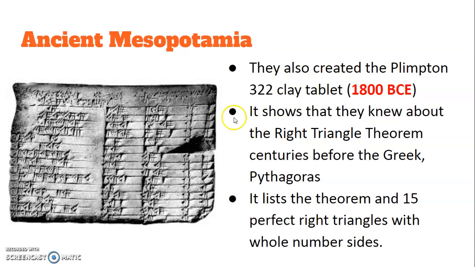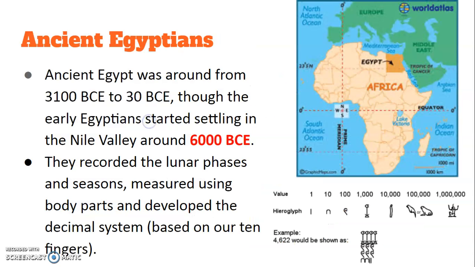And this tablet right here lists the right triangle theorem, and 15 perfect right triangles with whole number sides. Okay, now some people say that that's just a coincidence, but I'm like, they listed 15 perfect right triangles. That's not super, super easy. So I think they probably knew about it.